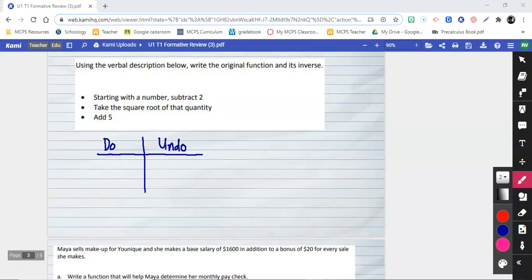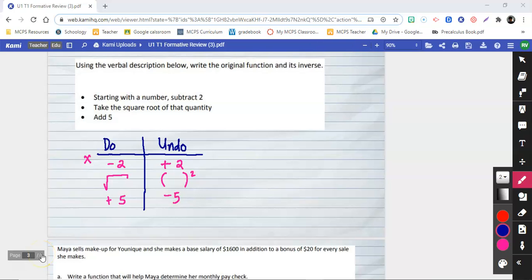Starting with the number x, we subtract 2. We take the square root of that quantity and add 5. For the undo side, we take the opposite operation of everything that we've done in the do side. Starting at the bottom, we subtract 5. The inverse of the square root is square. And the inverse of subtract 2 is add 2.